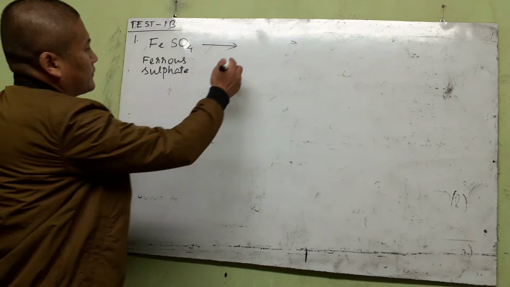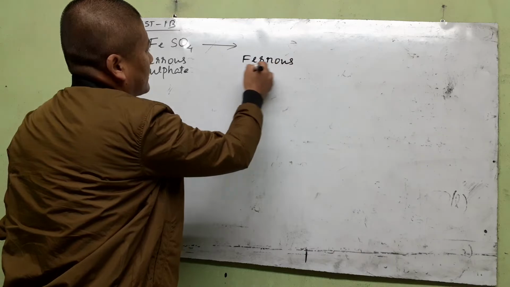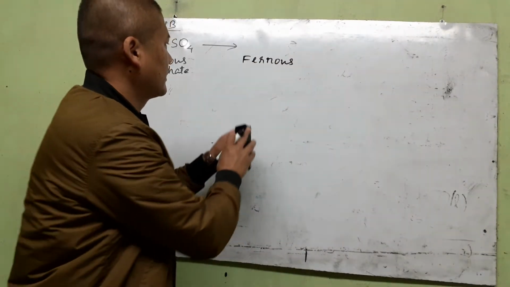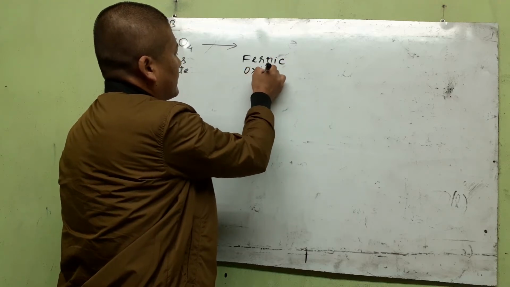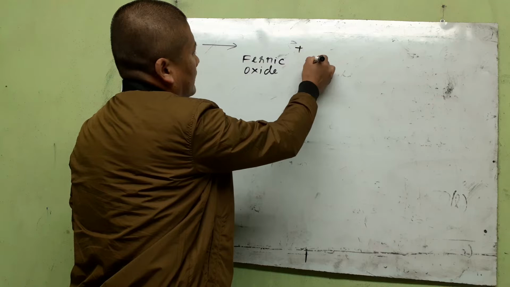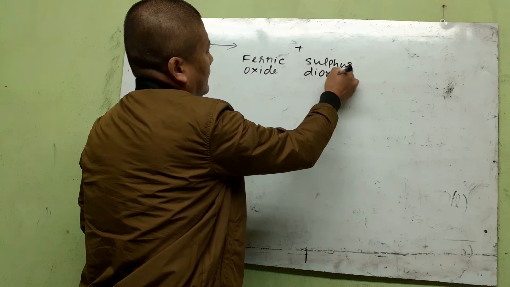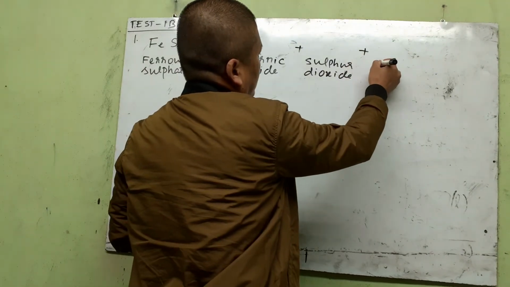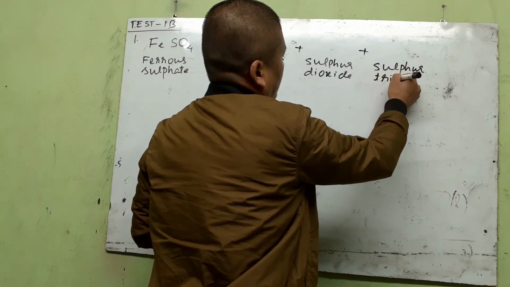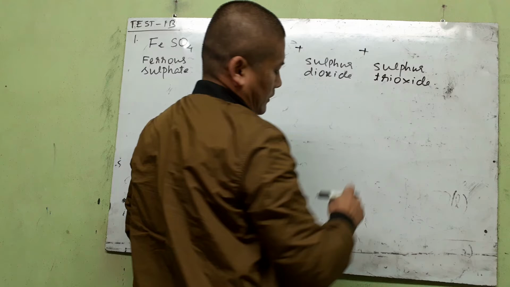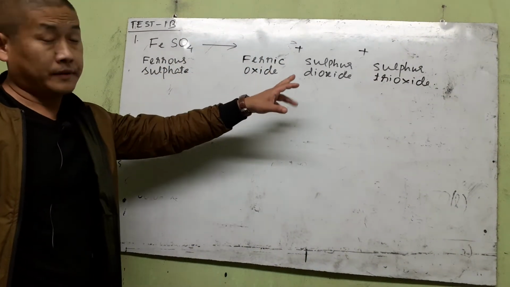Okay, so decomposes to form, the first product is ferric oxide, I think. Yes, ferric oxide, then plus sulfur dioxide, and then one more product, sulfur trioxide. So in this decomposition reaction, the one single big molecule breaks down into three smaller molecules.